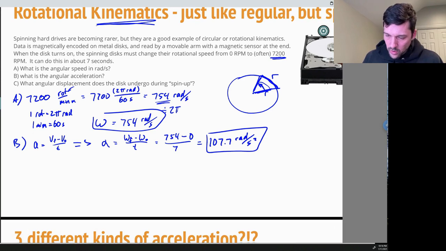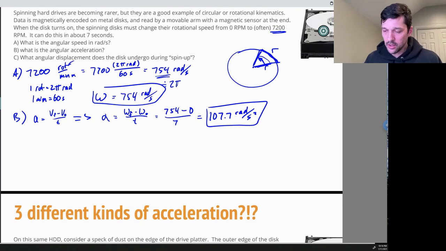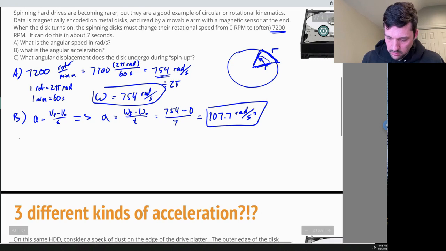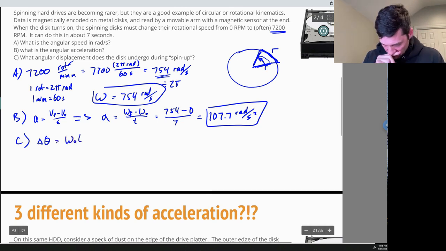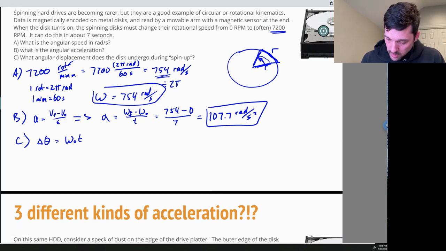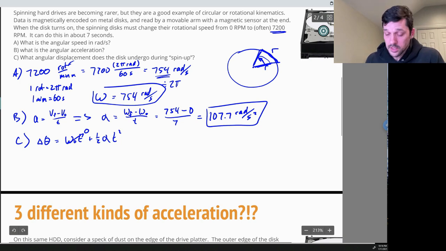Our third question is, what angular displacement does the disk undergo during spin-up? How much rotation does it do? Well, we get to put in our rotational displacement formula. Delta theta, the change in angular position, is equal to the original angular velocity times time plus 1/2 angular acceleration times time squared. And the original angular velocity was 0. So we're just left with 1/2 times angular acceleration, 107.7, times time, 7 squared.